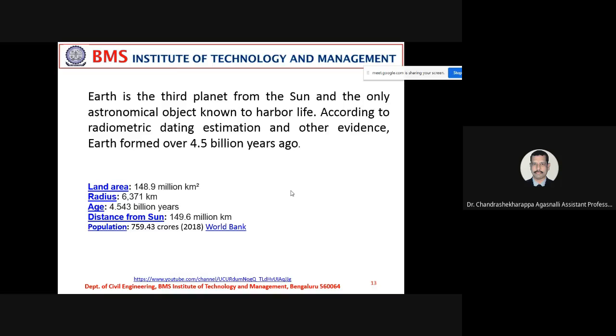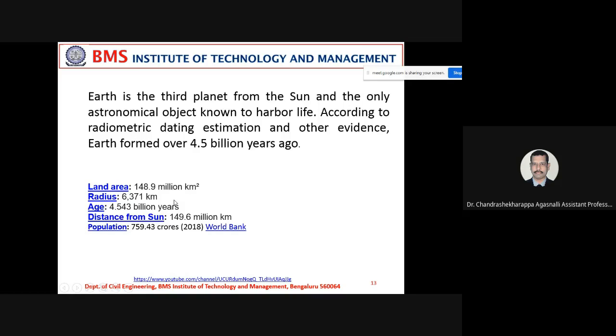So some rocks from 4.5 billion years ago are still there. Here are the land areas on the surface of the earth. The land area is 148.9 million square kilometers, and the radius is 6,371.